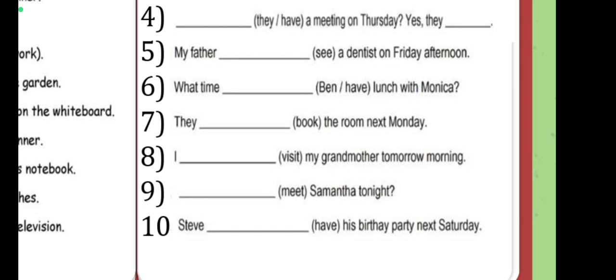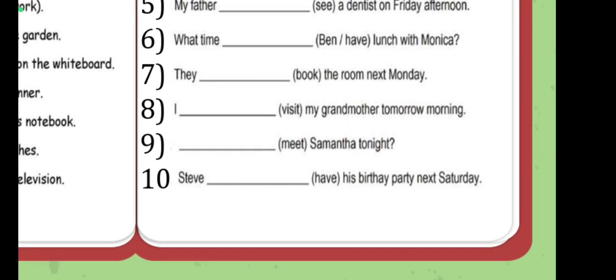Steve is having his party next Saturday. It's good. Amazing job. Really good. Okay. Students, be careful here. Here we have birthday. Don't forget the day of birthday. Okay? Don't forget the letter D in this word.